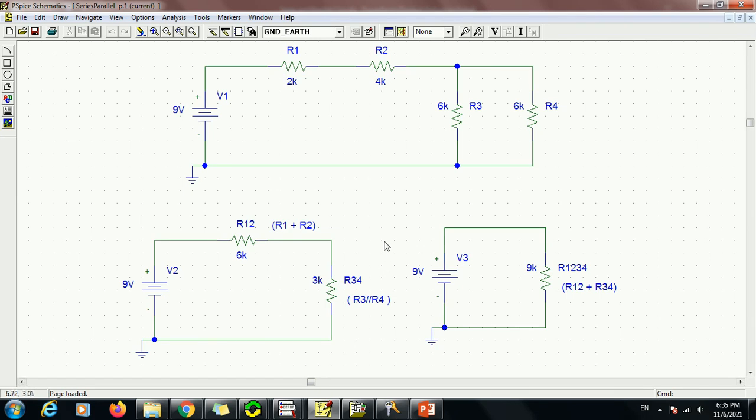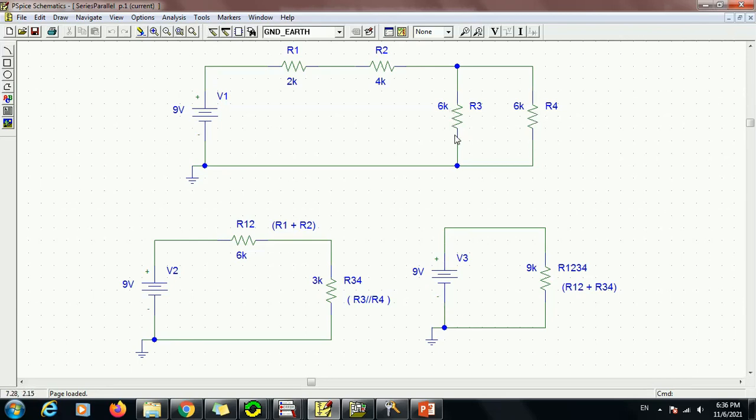Next, we'd like to make a simple simulation, just to get a feeling of what is series and what is parallel, and to give some remarks on this setup. So we start with this circuit here, where we have the 9 volt as a supply voltage. These two resistors, R1 and R2, are obviously in series, and these two resistors, R3 and R4, are obviously in parallel.